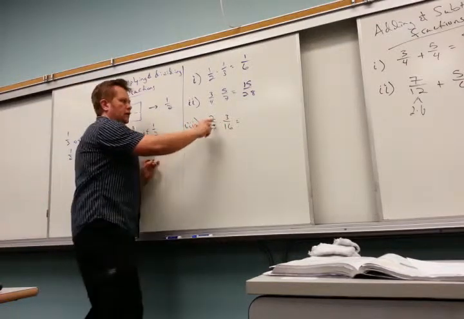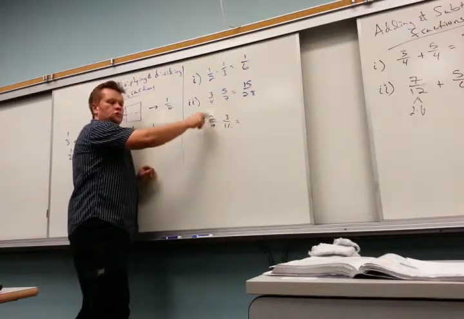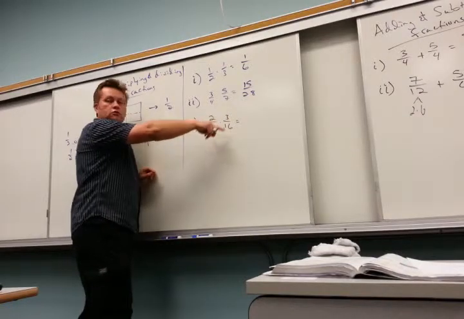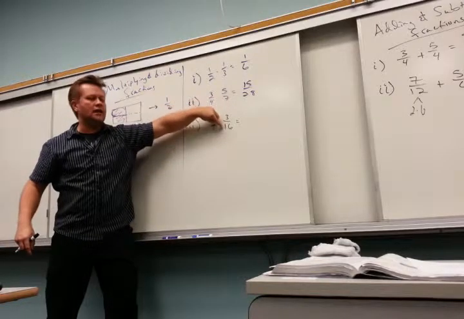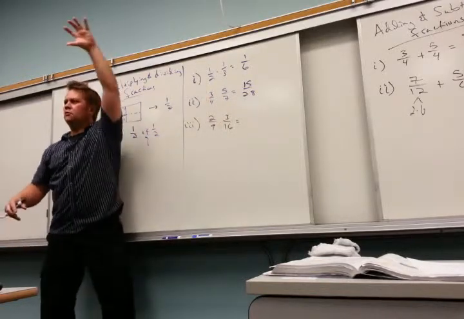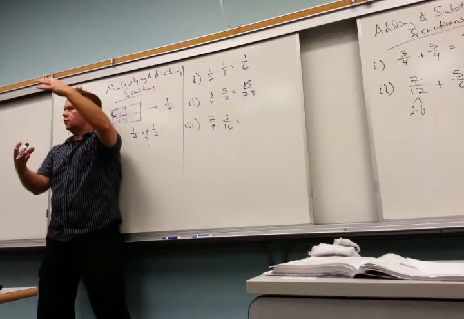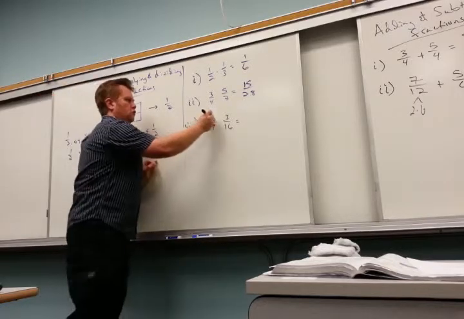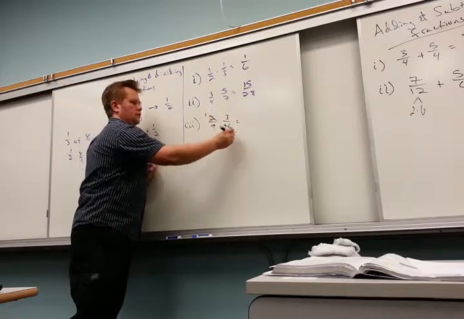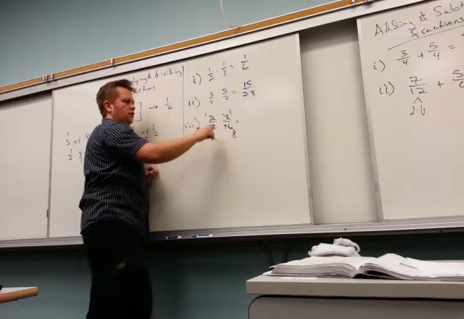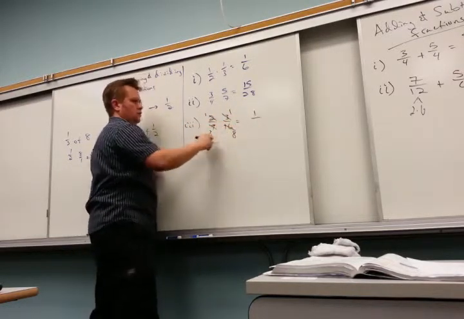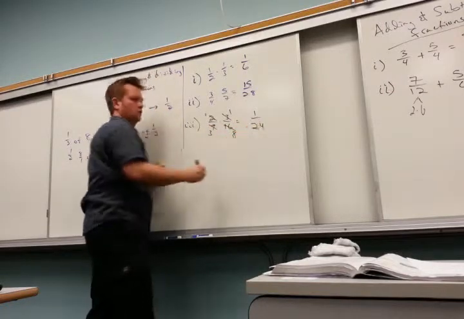So right here, can I reduce 2/9? No. Do it diagonally. And I can't reduce 3/16. But anything that's on the top can reduce with anything that's on the bottom because the top is multiply and the bottom is divide. So they should cancel out. So 2 goes into 16, 8 times. 3 goes into 9, 3 times. 1 times 1 is 1. 3 times 8 is 24.